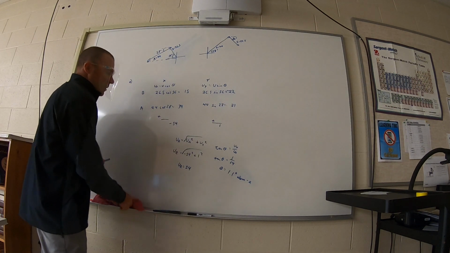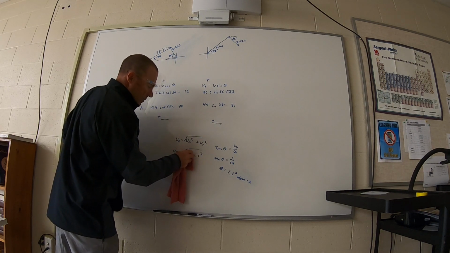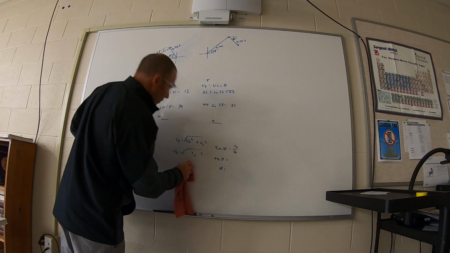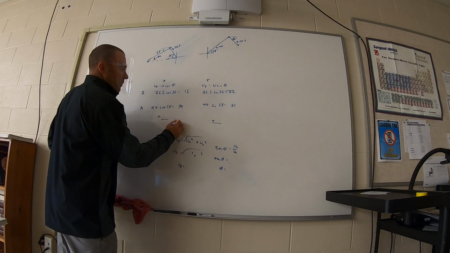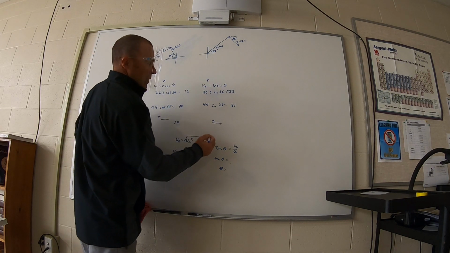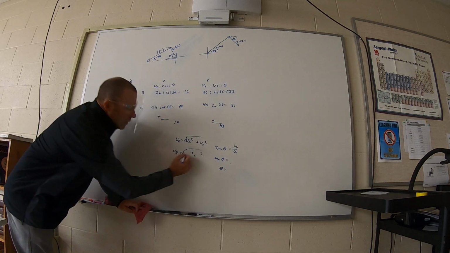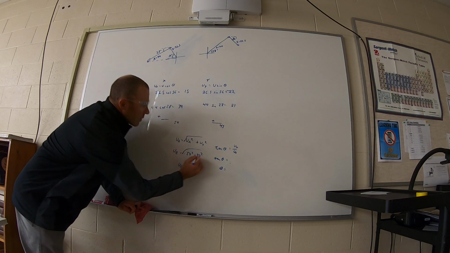So let's add up our vectors again. They're going to change a little bit. And we're going to get 39 plus 15 is 54. 21 plus 22 is 43. So to find VR, it's 54 squared plus 43 squared. Is it a negative 22?